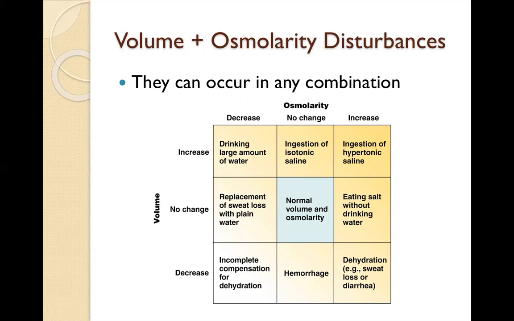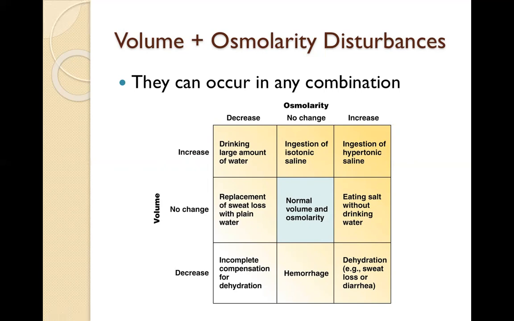Compared to somebody who is being either given or ingesting salt water that is hypertonic to the osmolarity of the blood, that will actually cause an increased osmolarity and an increased volume if they continuously take it in. Something like dehydration in the form of sweat or diarrhea can lead to a decreased volume with an increased osmolarity.